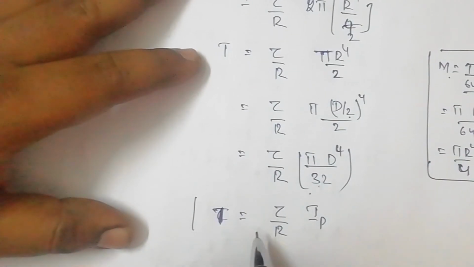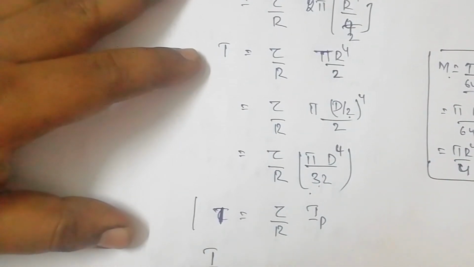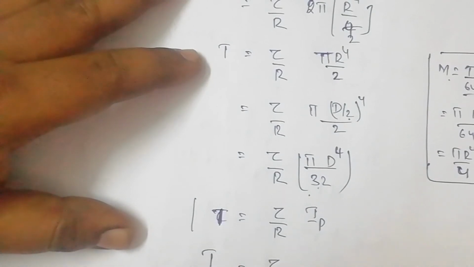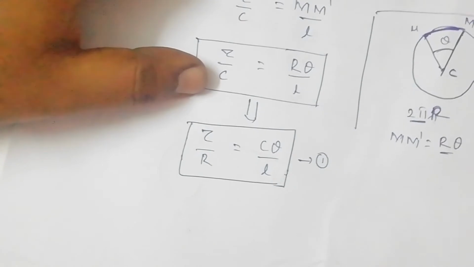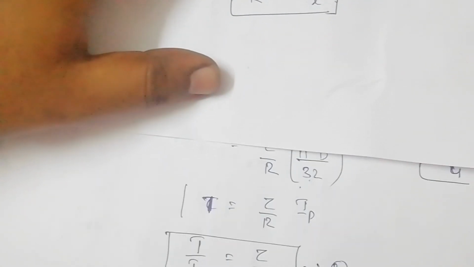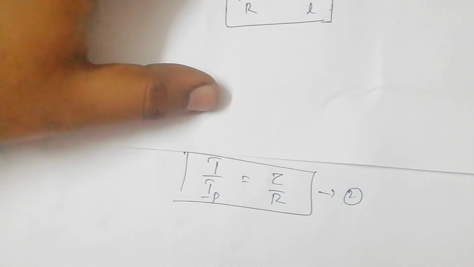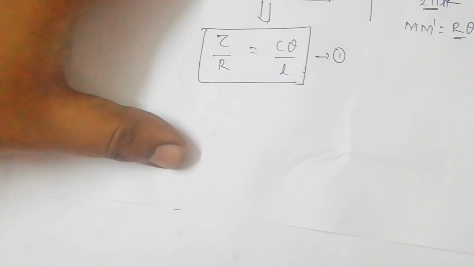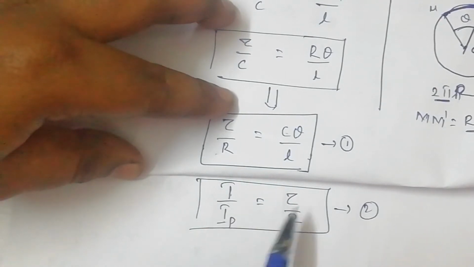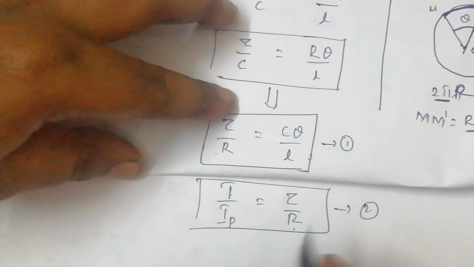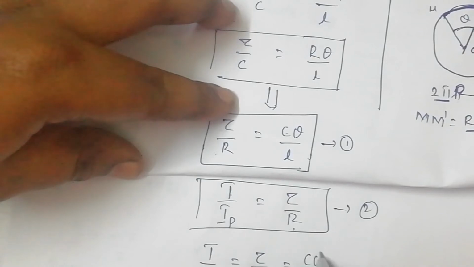Now, T is equal to tau by r of Ip we have got. So I will write it as T by Ip is equal to tau by r. So this is your equation 2. I will show you the equation 1. See this equation 1 and 2, compare this. Tau by r is equal to C theta by L, T by Ip is equal to tau by r. So this will become T by Ip is equal to tau by r is equal to C theta by L.